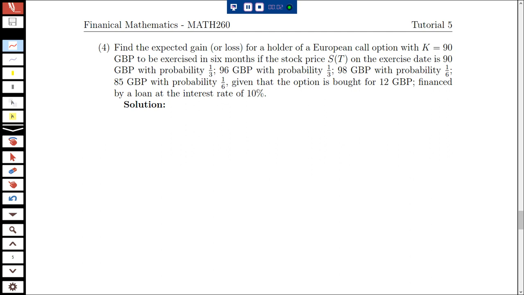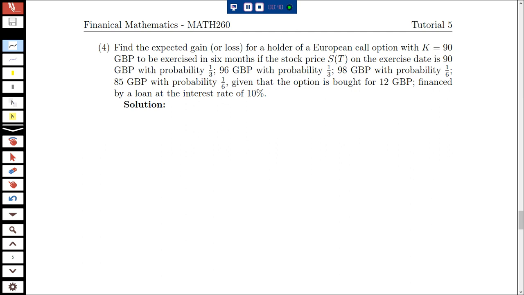Okay, let's take a look at tutorial 5, question 4. Find the expected gain or loss for a holder of a European call option with some strike price, exercise in 6 months, where the share price ST on the exercise date has some distribution: £90 with this probability, 96 with this probability, and so on. Given that the option is bought for £12, it's financed by a loan at a rate of 10%.